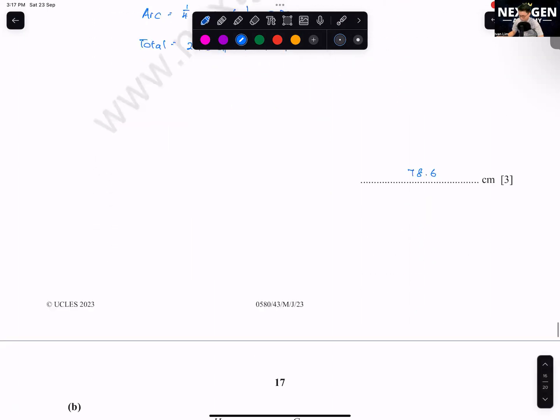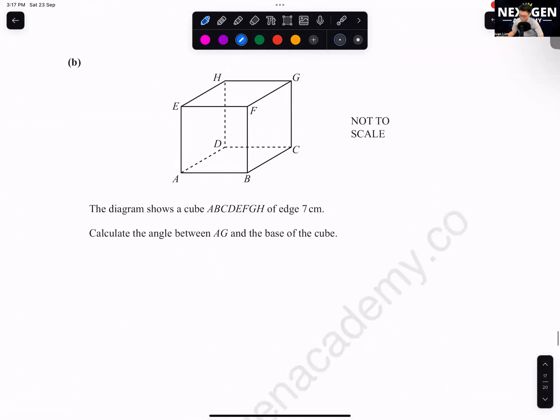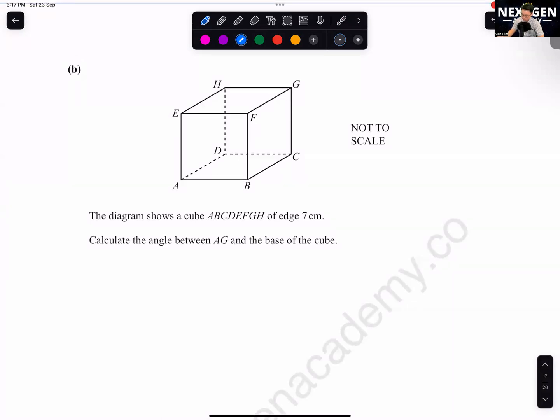Question B. Okay, the diagram shows a cube with edge 7 cm. Calculate the angle between AG and the base of the cube. They like to ask this question also, right? A rod and then with the ground. So we need to draw a right angle triangle. The angle that we want to find is this angle here, angle GAC. We need enough information first. We got GC. We need to find AC.